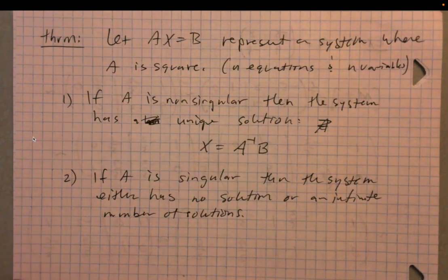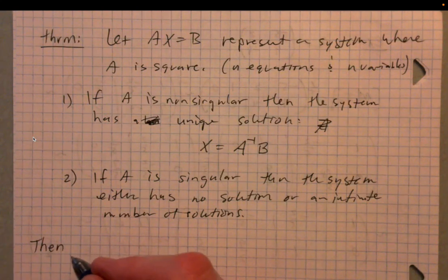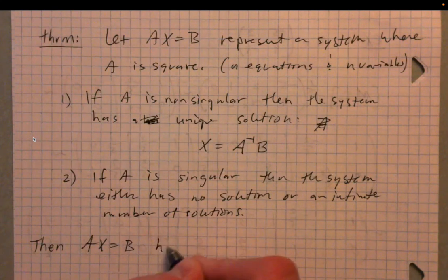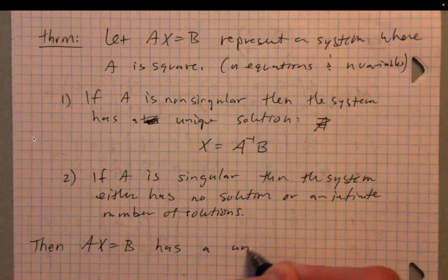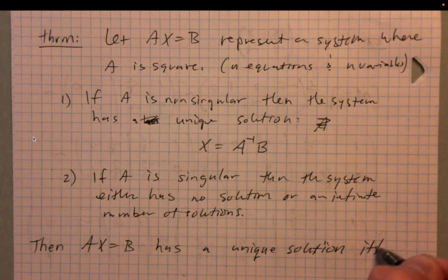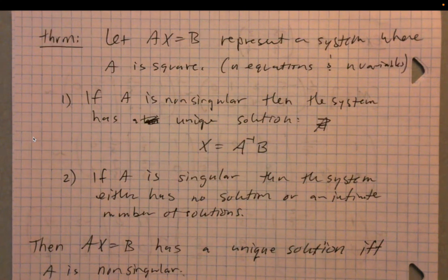And so something that follows from this that is important is that Ax = b has a unique solution if and only if A is non-singular. Right? That has a certain sort of beauty to it.